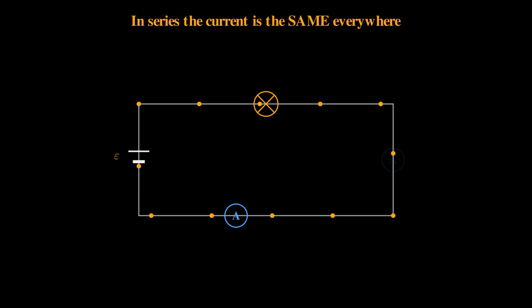Put a second ammeter somewhere else in the loop, and it reads exactly the same. 1.5 amps here, 1.5 amps there. That is the rule for series. The current is identical at every point. And in series, resistances simply add up, while the cell's voltage is shared out among the components.